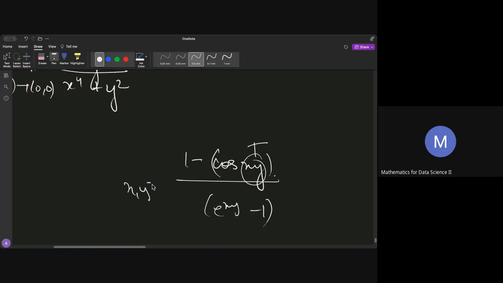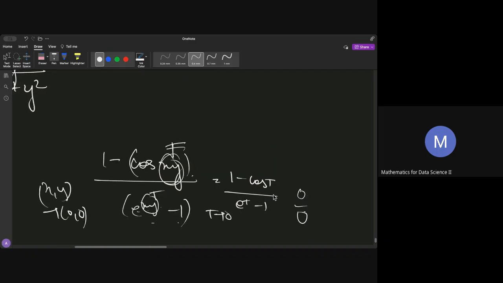If my x, y is moving close to 0, 0, then this is e to the power 0. So 1 minus 1, this is 0. This is also 0. That means I get 0 by 0 form. But I can still use the same approach. I can substitute this equals to t, this equals to t, and then I'll get 1 minus cos t divided by e to the power t minus 1 when t converges to 0. And now the limit is still 0 by 0. Nothing changes. But because we have one variable now, we can use L'Hopital's rule, right?